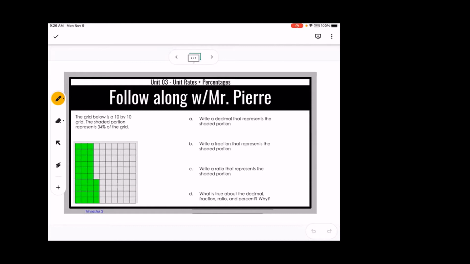Okay, so the grid below is a 10 by 10. So that means there's 10 across and then there's 10 down. And when you multiply that 10 by 10, there's 100 cubes there, or 100 squares. Okay, the shaded portion below represents 34% of the grid. And the first thing that we're asked to do is to write a decimal which represents that shaded portion.